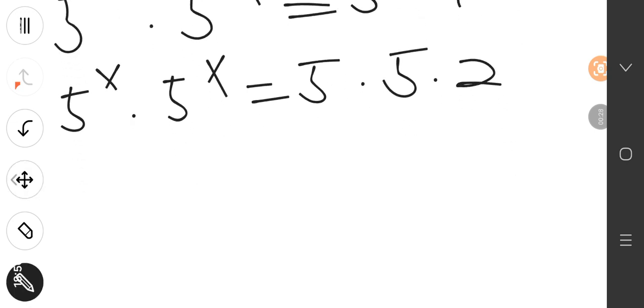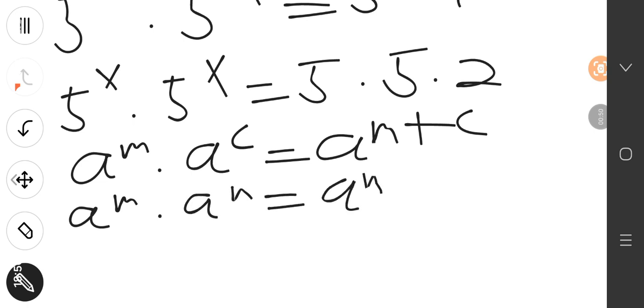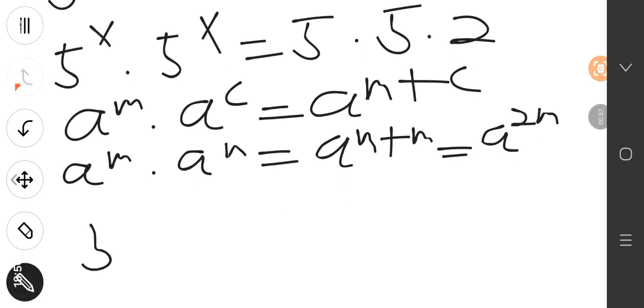We are going to apply the first law of indices at the right part of our equation. It states that a^m times a^c equals a^(m+c), and in this case the exponents are the same, so a^m times a^m should give us a^(m+m), which equals a^(2m). So our equation becomes 5^(2x) equals, now 5 is the same as 5^1.